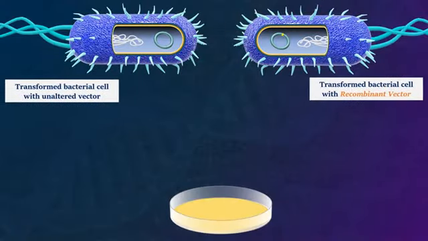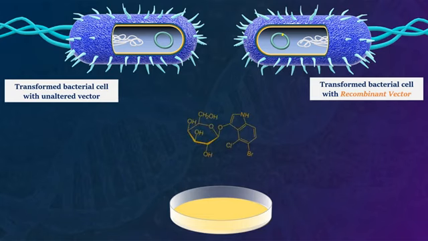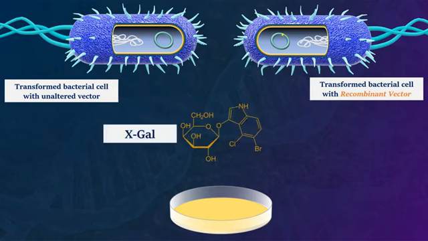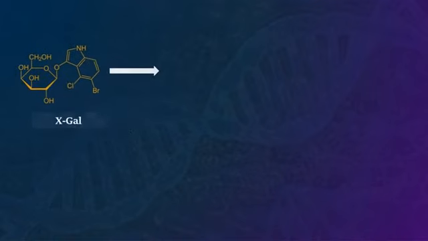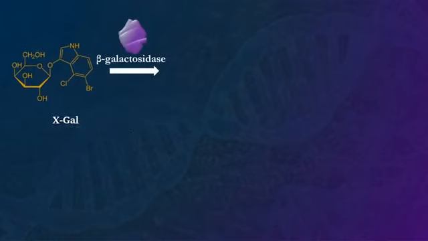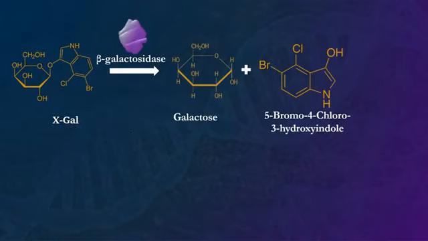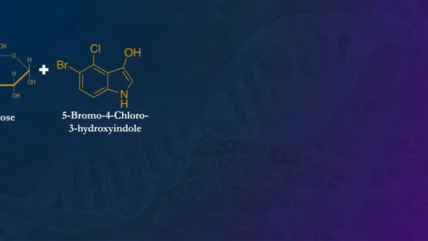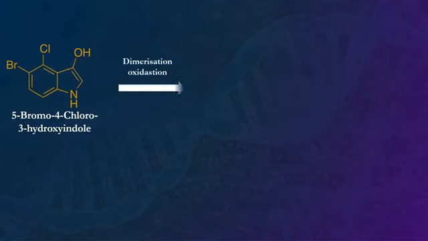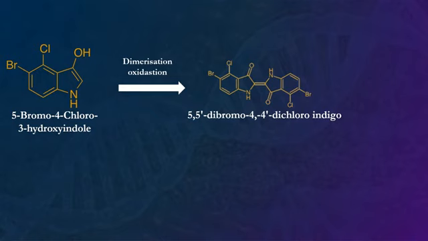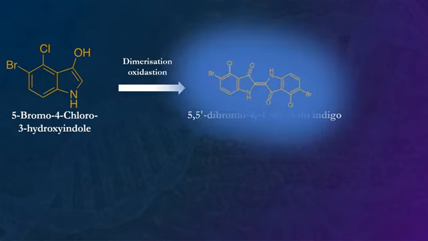In the culture medium, X-gal substrate is included for visual indication. The beta-galactosidase enzyme initiates a cleavage reaction on the X-gal substrate, releasing colorless galactose and 5-bromo-4-chloro-3-indoxyl. The indoxyl undergoes oxidation and dimerization, forming an insoluble product that leads to the development of an intense blue precipitate.